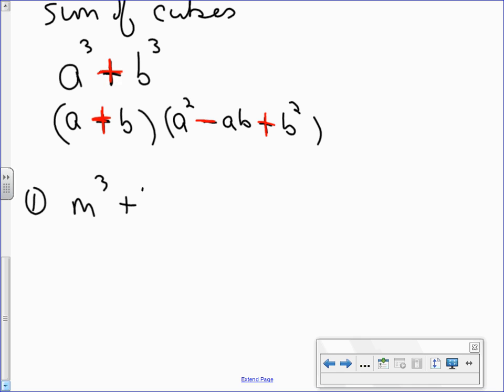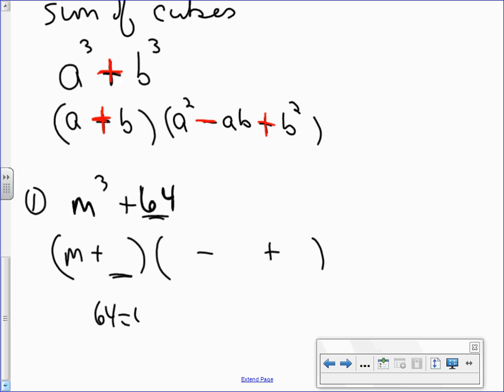Cube plus 64. This is on that list right there. The 64 is one of those cubes. Binomial times trinomial. This is plus, minus, plus. Get that sign pattern. This is m cubed, and this space is m. This is 64. Don't put 64 here. You have to go up and remember that 64 is 4 cubed. And so what goes right here is 4.